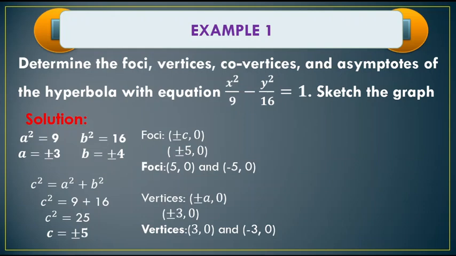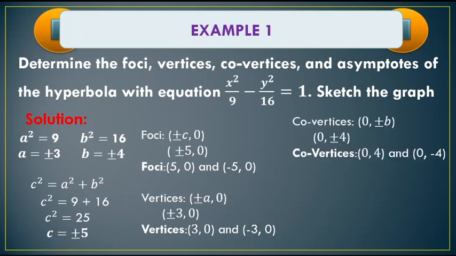Now, hanapin naman natin yung vertices. Sa pagkuha ng vertices, again, titingin tayo sa value ni a. So, si a yung i-add, isusubtract natin kay h. So, we have now, since a is 3, so we have positive negative 3, 0. The vertices now are 3, 0, and negative 3, 0. Okay?